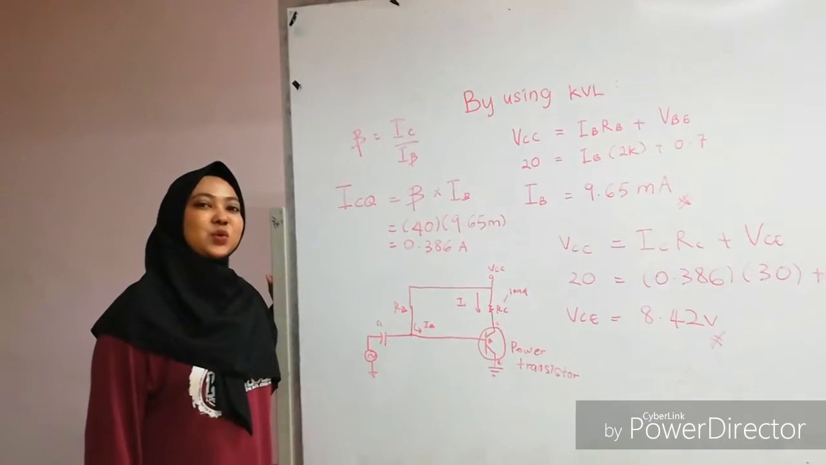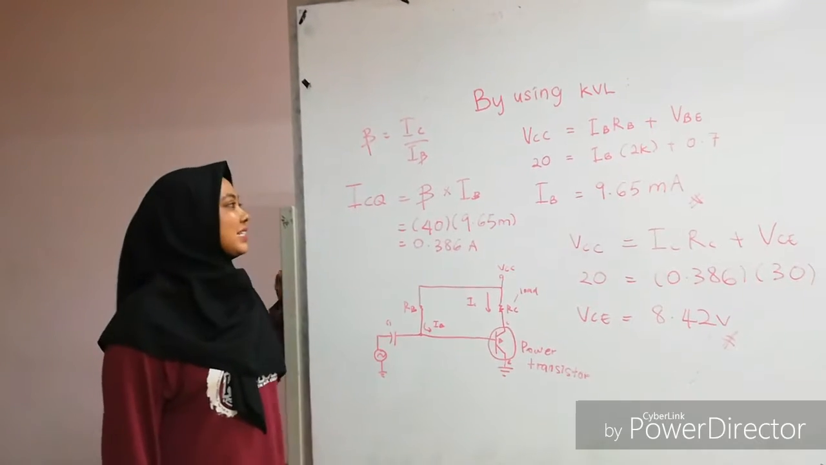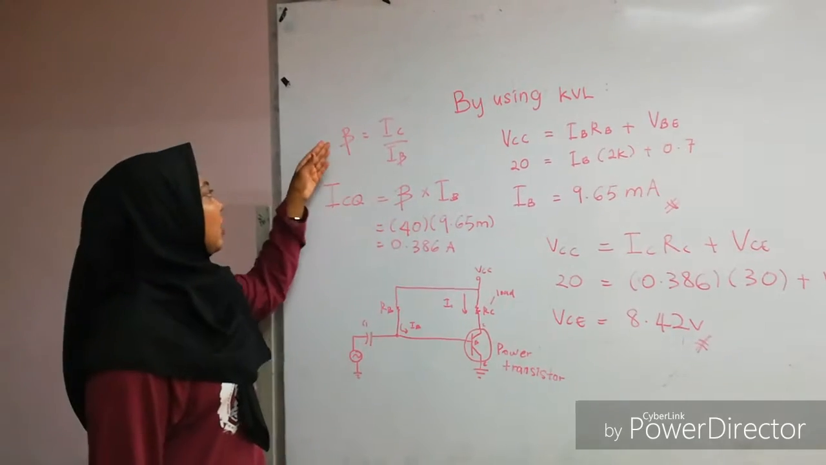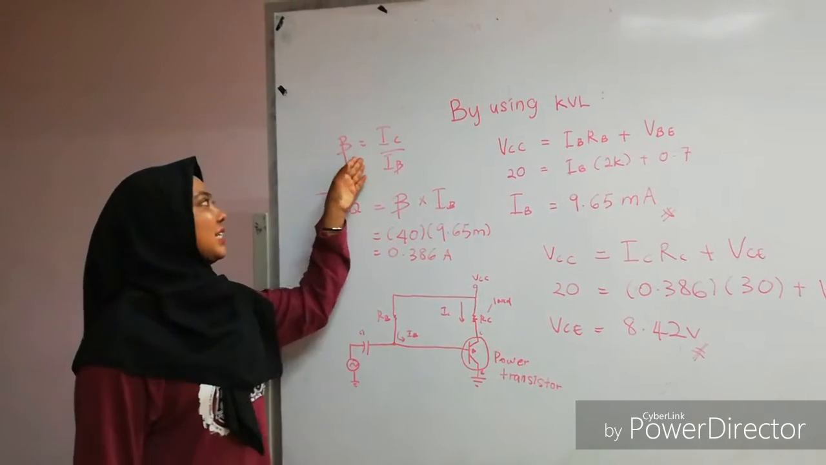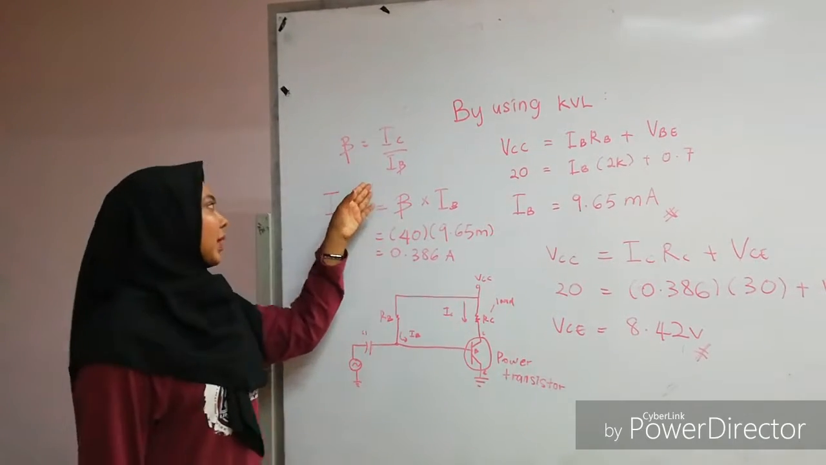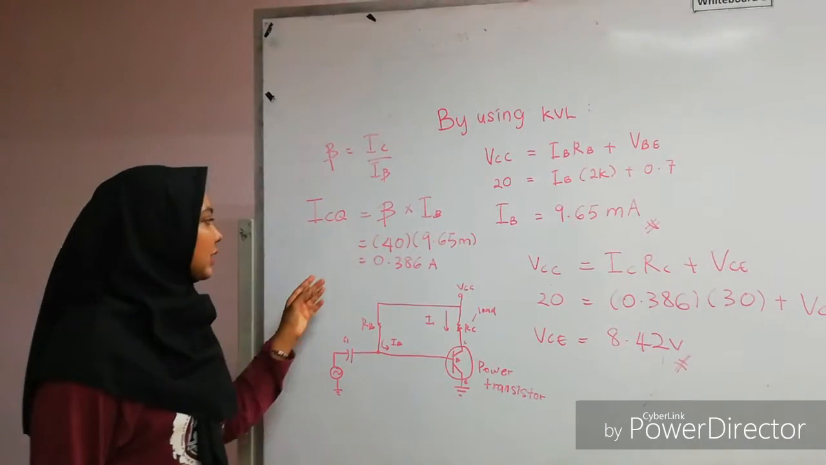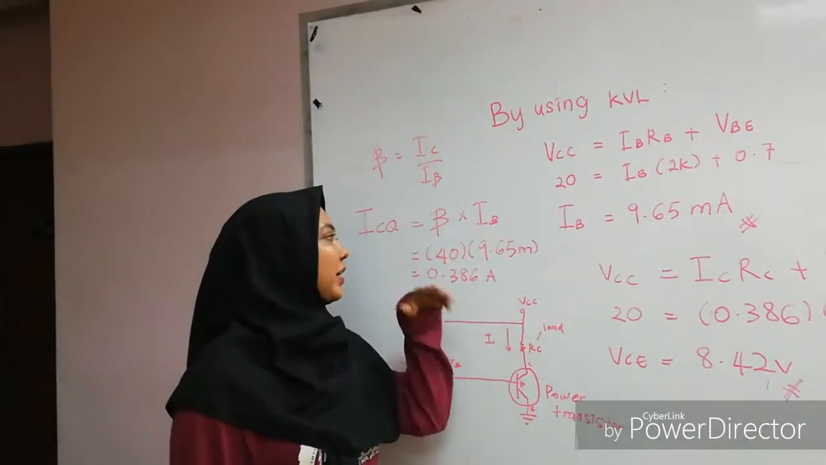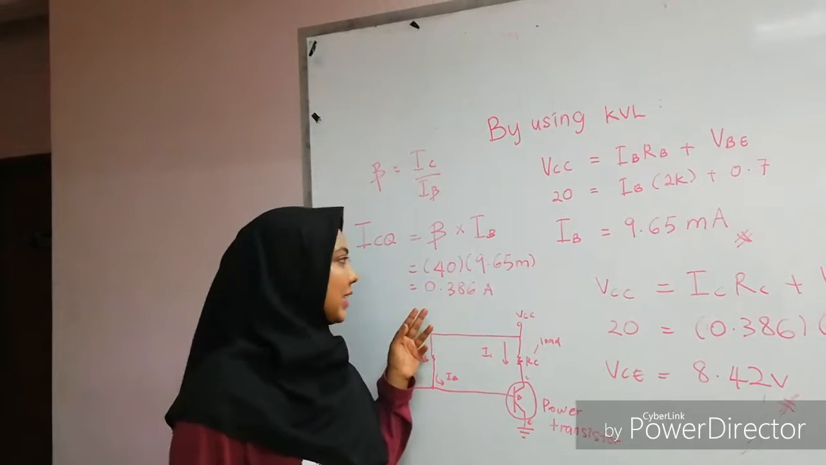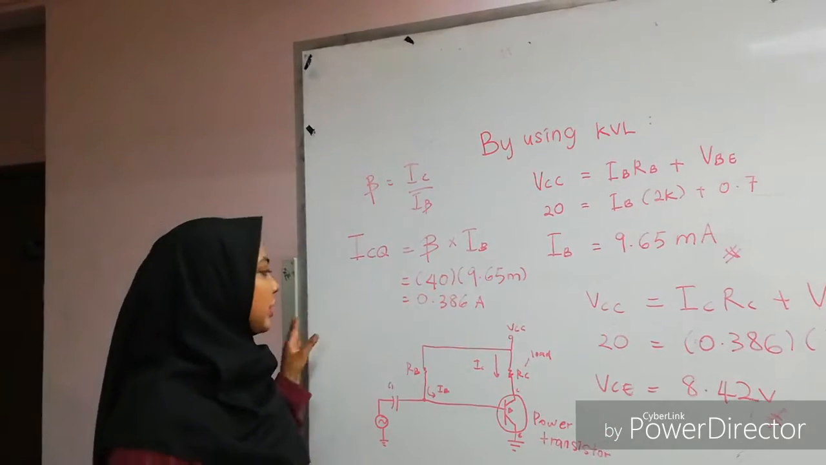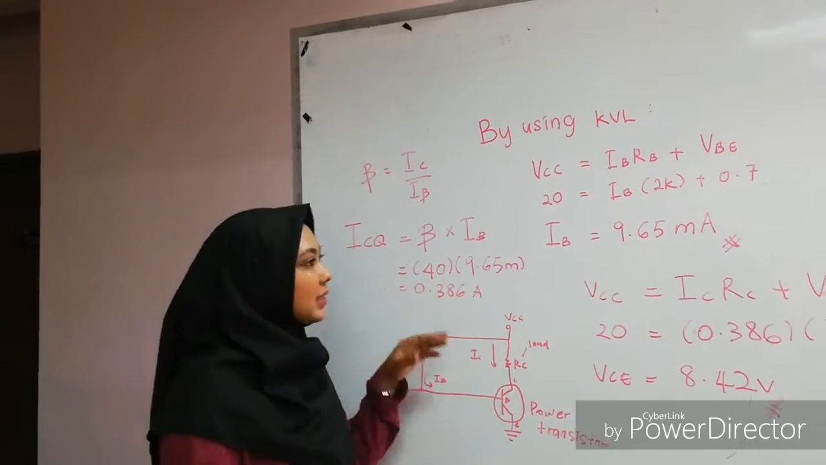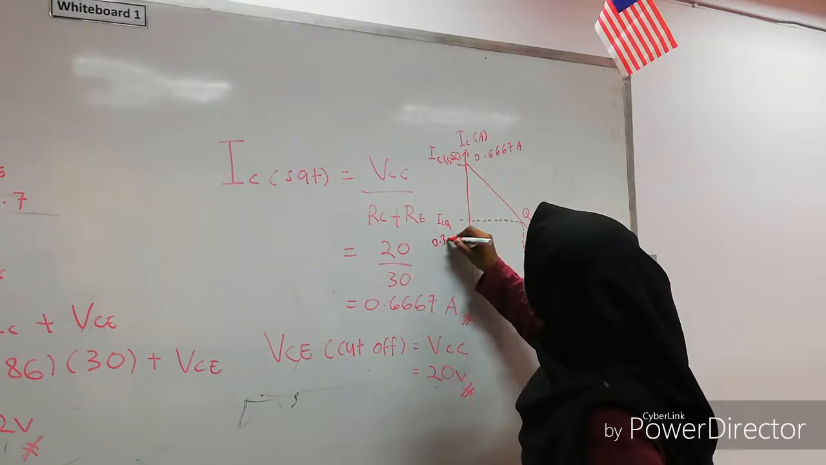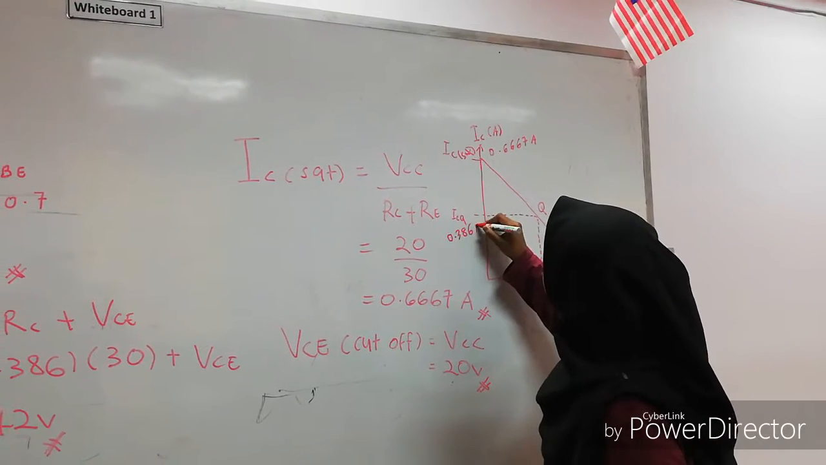The next value that we need to know to plot the DC load line is the ICQ. We get this equation from the derivation of this general beta equation, which is beta is equal to IC over IB. Beta has been given in the circuit, so we just arrange this formula and we will get the ICQ, which is 0.386 ampere.